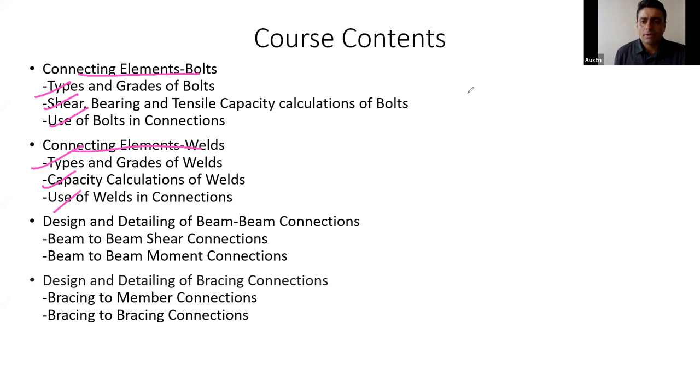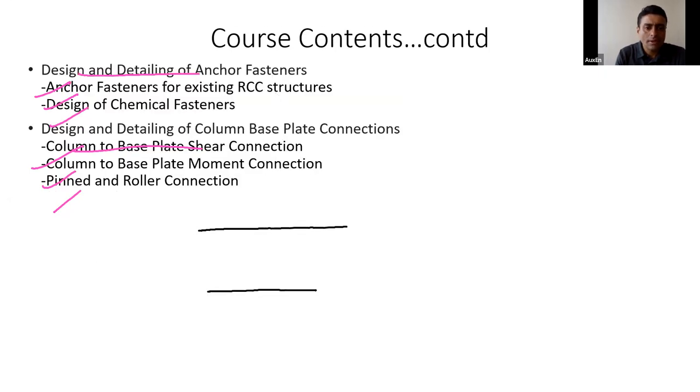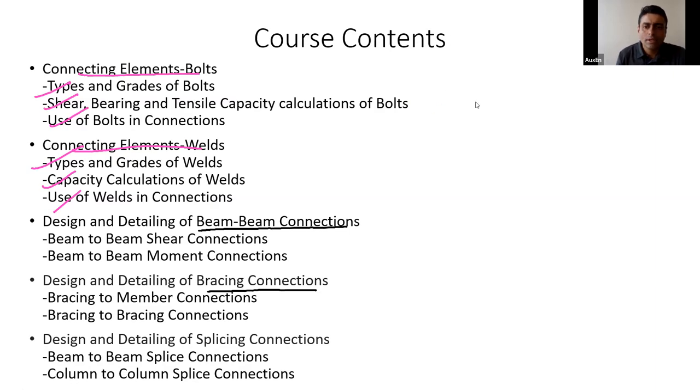Then one by one, we will start discussing the connection families. So we will start with the beam to beam connection. Then we will go to the bracing connections. Then we will go to the beam to column connections. Oh, where is beam to column? I think that text has gone. Just wait. Okay, I think one item is missing over here. So after the beam to beam connection family, let me just write it over here because I think the text is missing. We'll go to the beam to column connections. Okay.